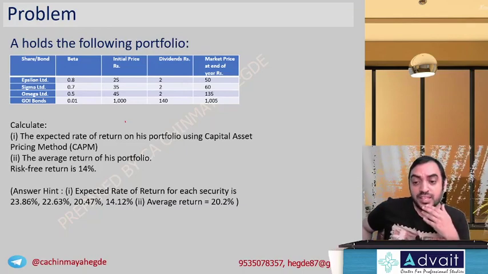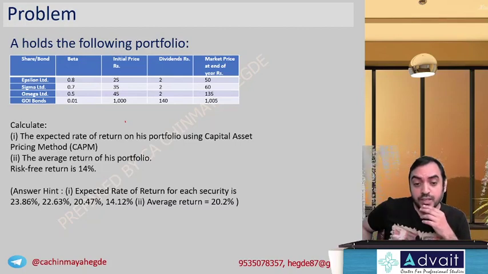A problem like this, many problems are there. I'm solving one. Calculate the expected rate of return of this portfolio using the capital asset pricing method. The average return of his portfolio is given, the risk-free return is 14%.